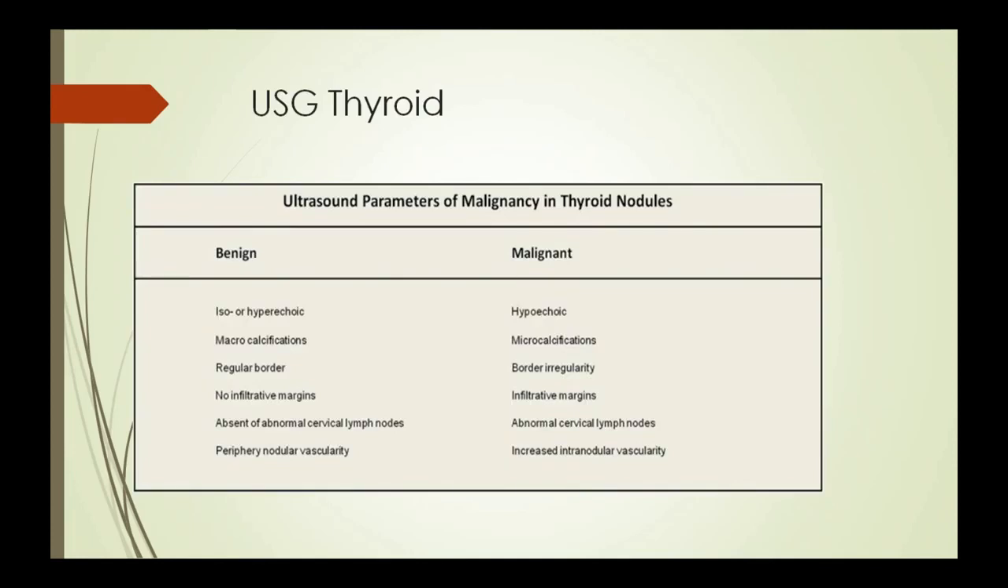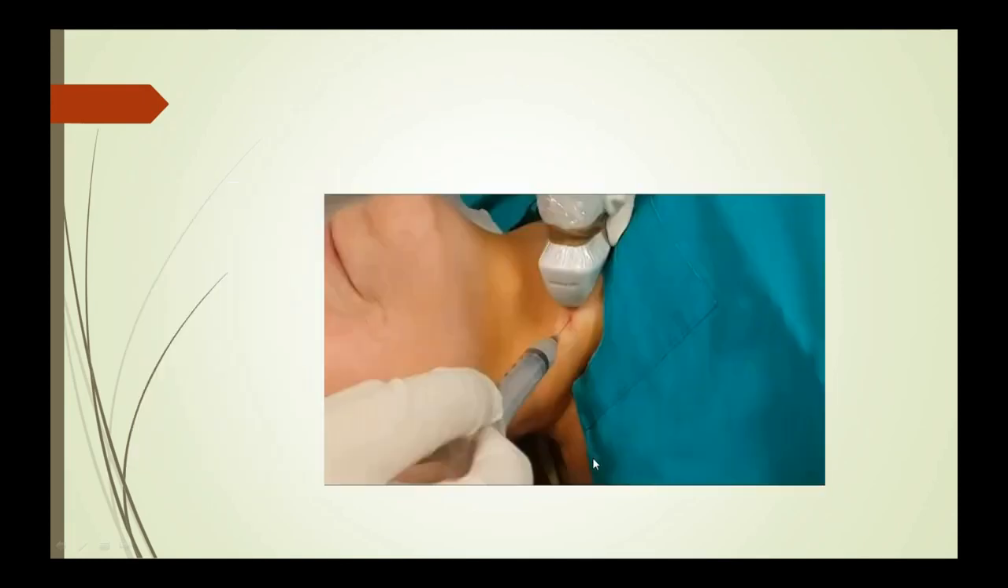There are ultrasonographic features of malignancy: a benign nodule would be hyperechoic, whereas a malignant nodule would be more hypoechoic. There will be microcalcification, border irregularities, infiltrative margins, abnormal cervical lymph nodes, and increased vascularity. These are the features of malignant thyroid nodules. So initially you should do an ultrasonography, followed by biopsy.